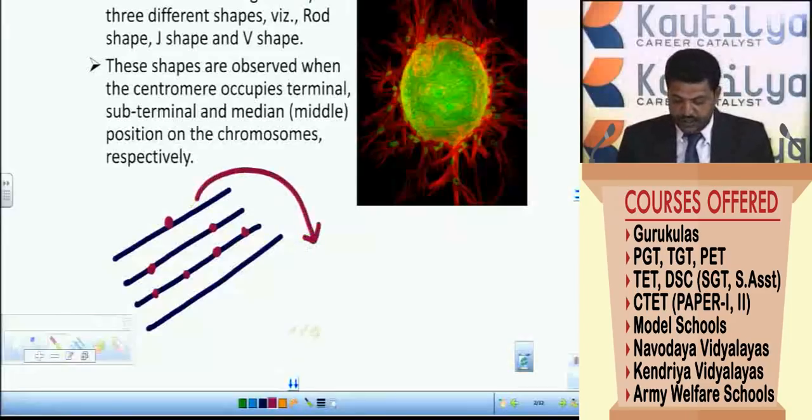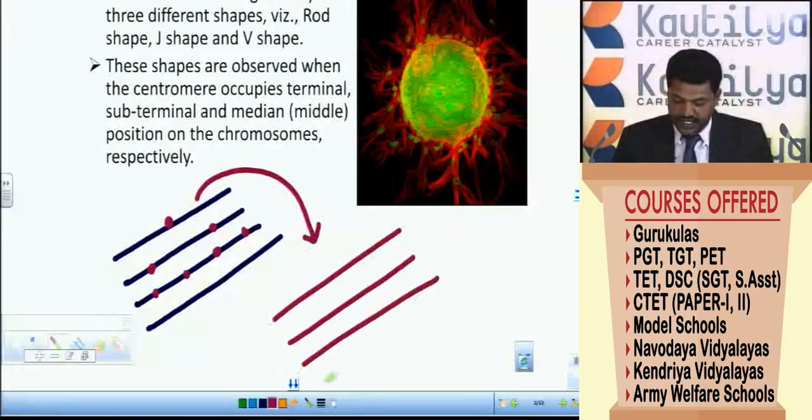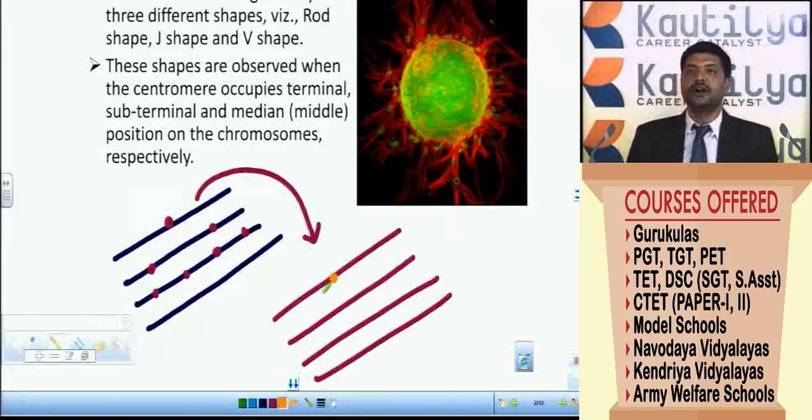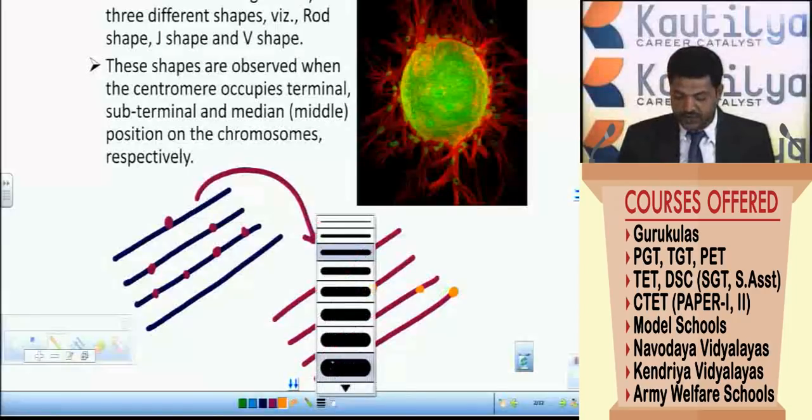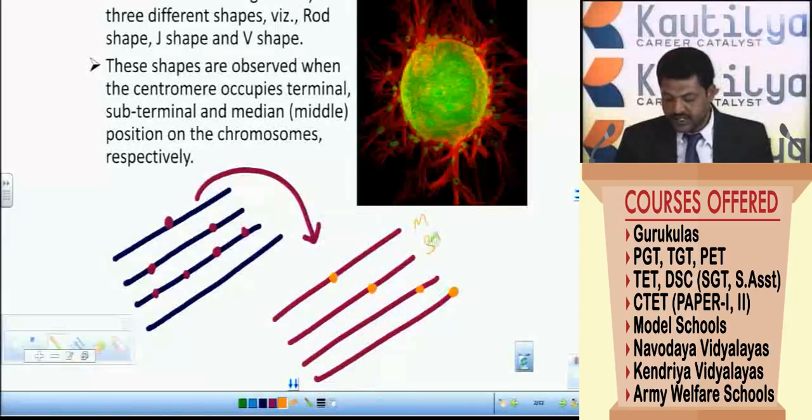Monocentric chromosomes are further classified into four categories depending on the position of the centromere. If the centromere is in the middle of the chromosome, it is called metacentric. If it is just beside the central portion, it is called submetacentric. If it is near one end, it is acrocentric. If it is completely at one end, it is telocentric.